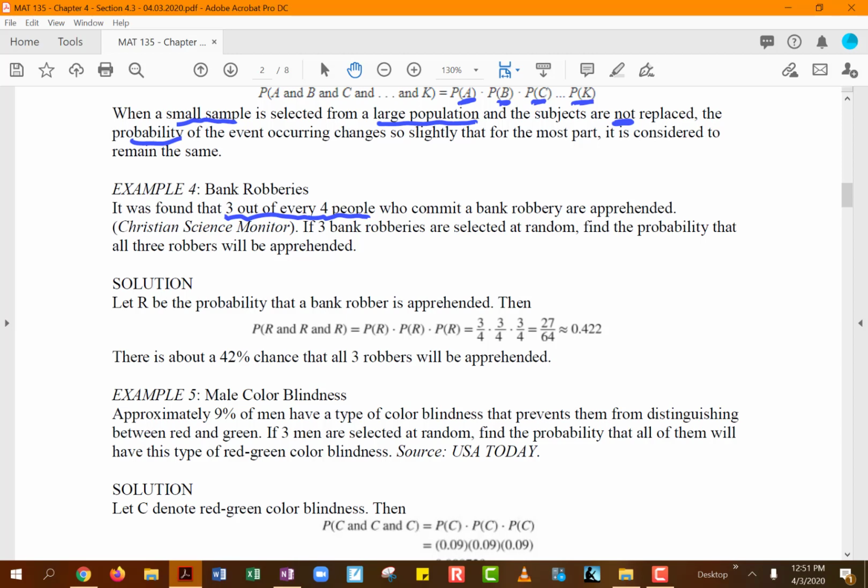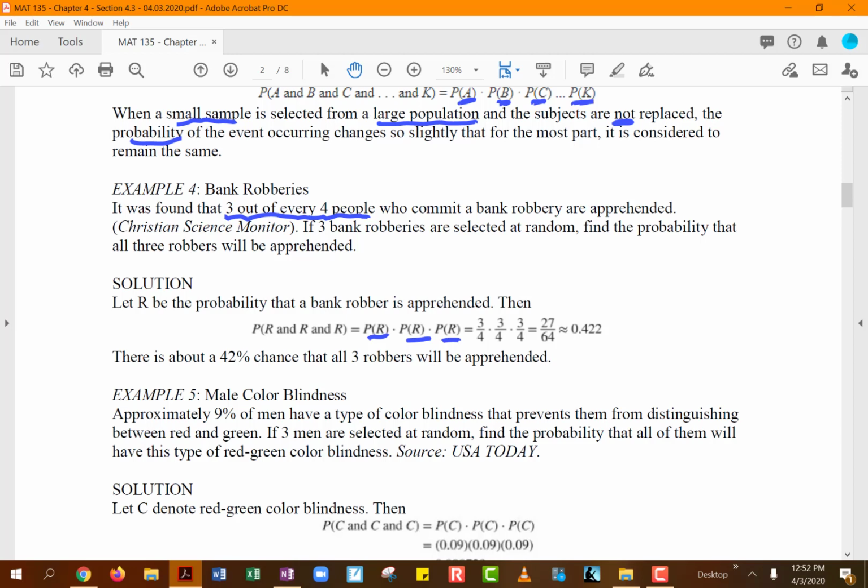So they're saying let R represent the probability of a bank robber being apprehended. So since we're talking about selecting 3 bank robberies at random and then finding the probability that all 3 robbers were caught, that's going to be 3 independent events. So you're looking at probability of R being multiplied with probability of R times probability of R, right? And then in that very first sentence, they told us that 3 out of every 4 people who committed bank robbery were caught, right? So that's your probability.